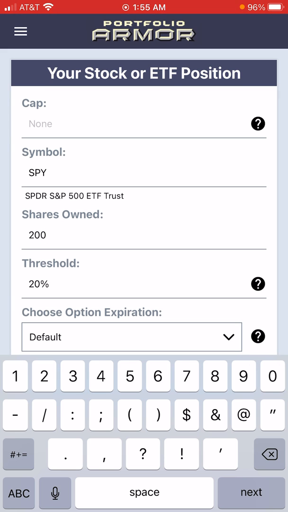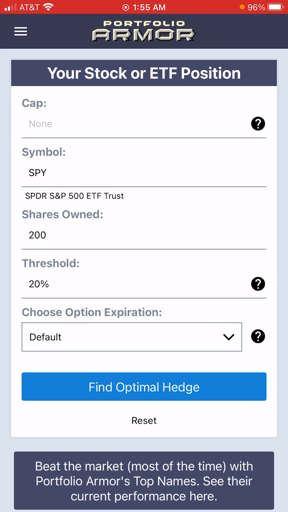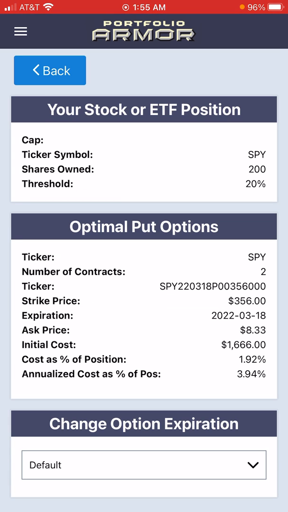And let's see what the cost looks like. And here, as you can see, the cost is lower. It's $1,666. So if you have a $50,000 portfolio, even though that is roughly 115 shares of SPY, it's actually cheaper to hedge 200 shares of SPY. And you can see that there.